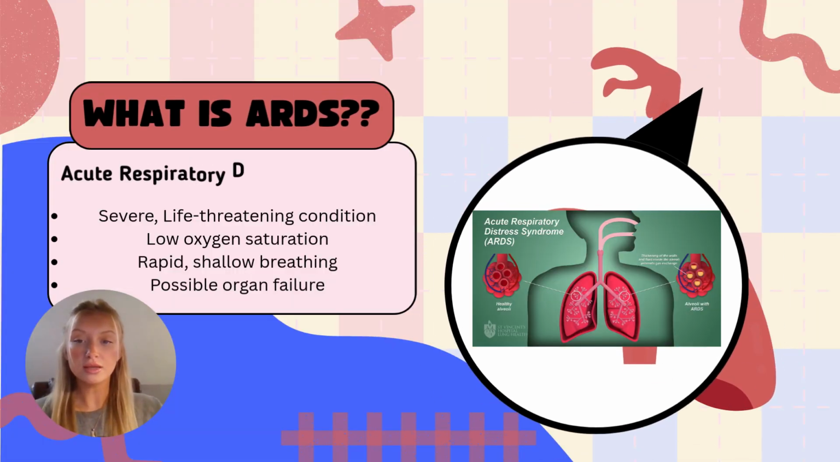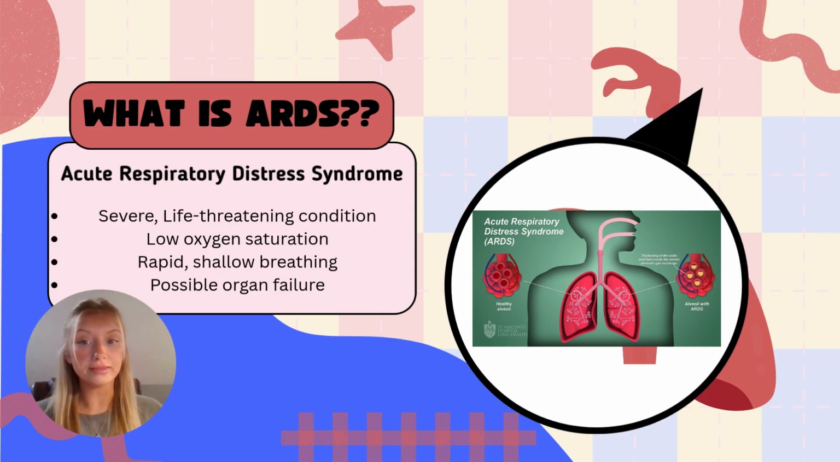So, what is ARDS? ARDS stands for Acute Respiratory Distress Syndrome. It is a severe and life threatening lung condition. It can be caused by either direct or indirect lung injury, most commonly sepsis and pneumonia, but there are a lot of other factors. It can be caused by aspiration, chest trauma, burns to the chest, any of those things, but we will dive into that more later. ARDS is a process that causes low oxygen saturation, rapid and shallow breathing, and even in the most severe cases can cause multiple organ failure.